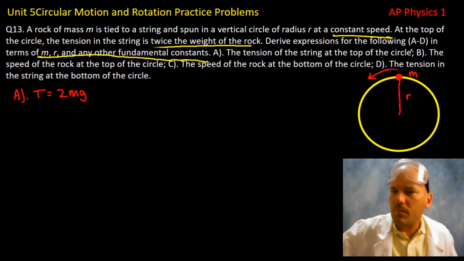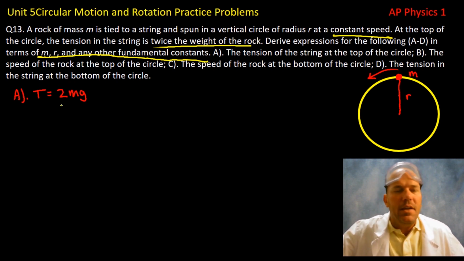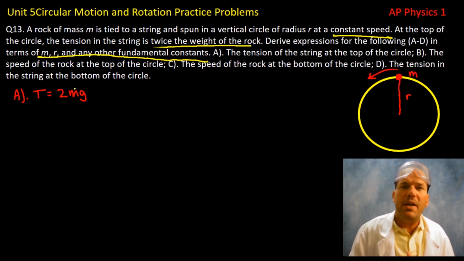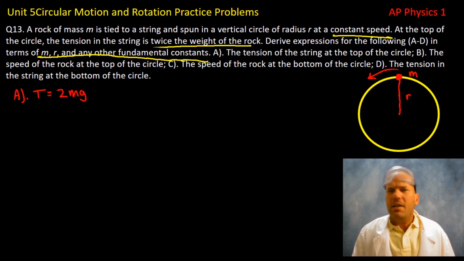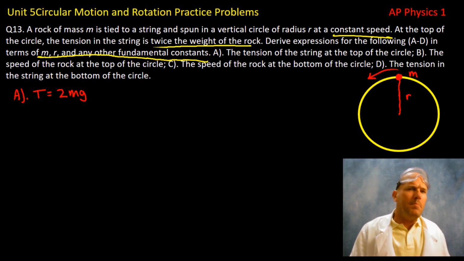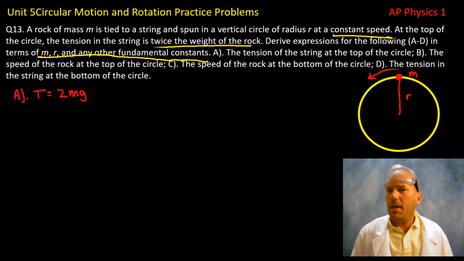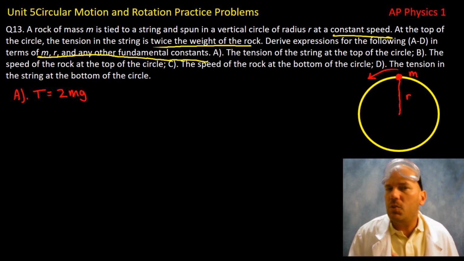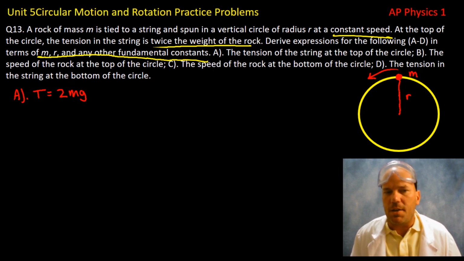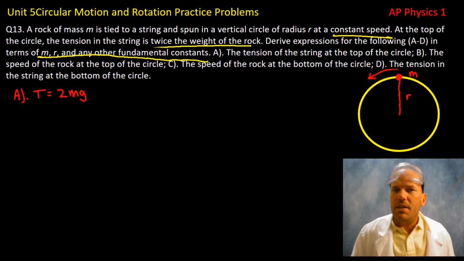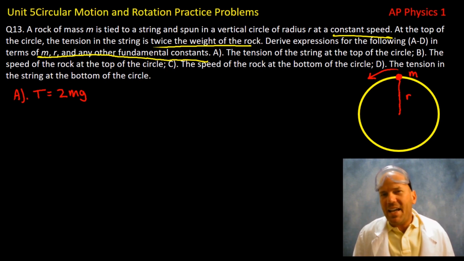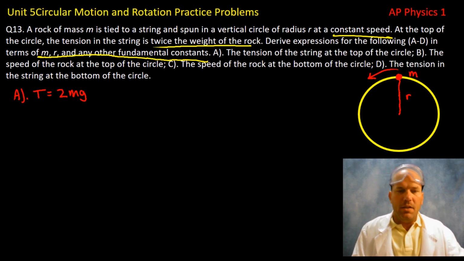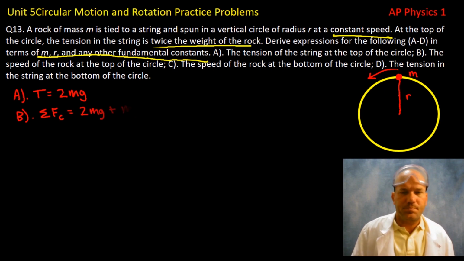Well, for part A, we're explicitly told this. So the force of tension, capital T, is equal to twice the weight. What is the weight? Force of gravity. Mass times the acceleration due to gravity. Therefore, for part A, force of tension is simply 2mg. Okay? g is one of our fundamental constants that we're using in our derivation here.